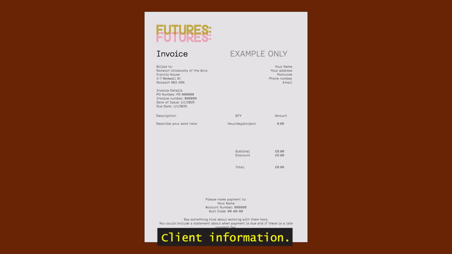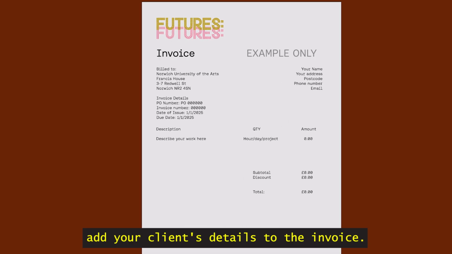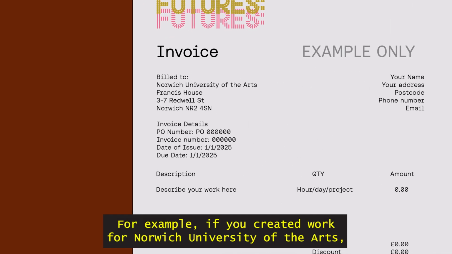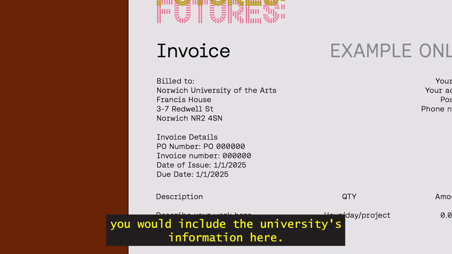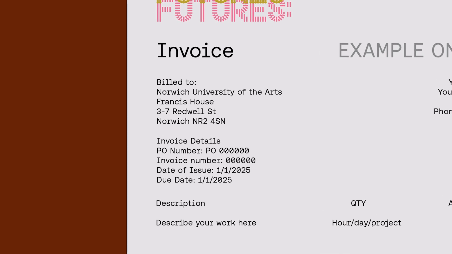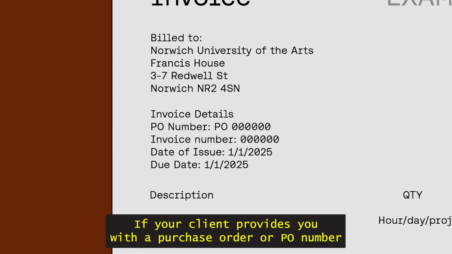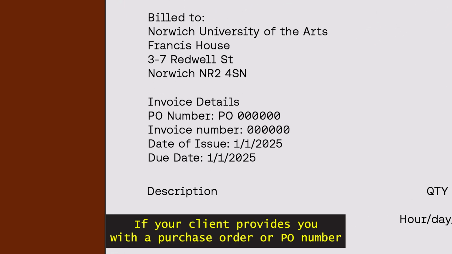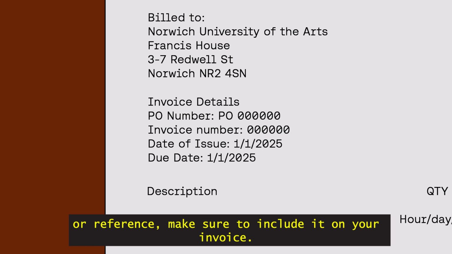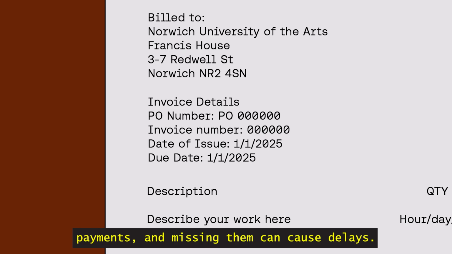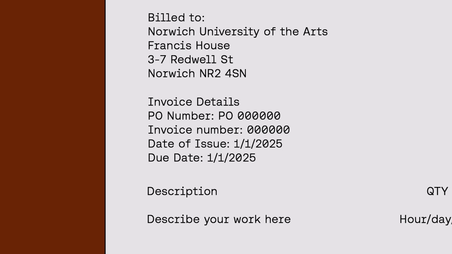Client information. Add your client's details to the invoice. For example, if you created work for Norwich University of the Arts, you would include the university's information here. Purchase order or reference number. If your client provides you with a purchase order or PO number or reference, make sure to include it on your invoice. Many organizations use these numbers to track and approve payments, and missing them can cause delays.